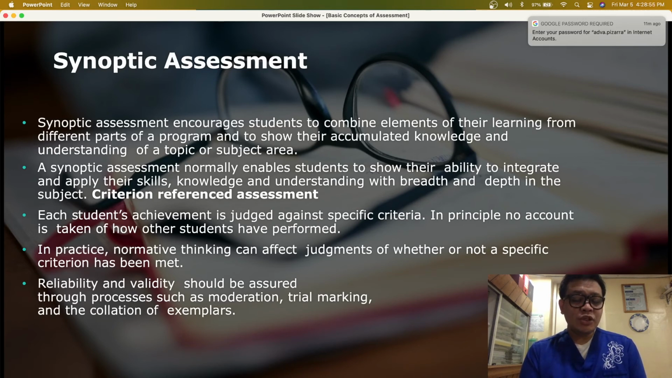Reliability and validity should be assured through processes such as moderation, trial marking, and even collation of exemplars. So, to give a synthesis of what synoptic assessment is, it's more about combining things in order for your students to learn, making sure the program is working, and making sure that students will be able to accumulate knowledge, skills, and even enhance their attitude in such a way that topic or subject areas are being taken.